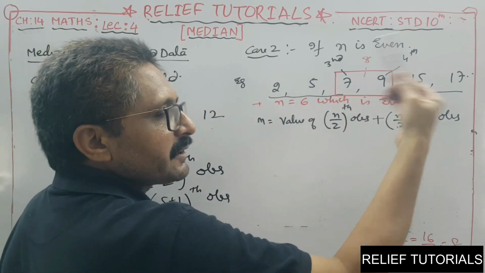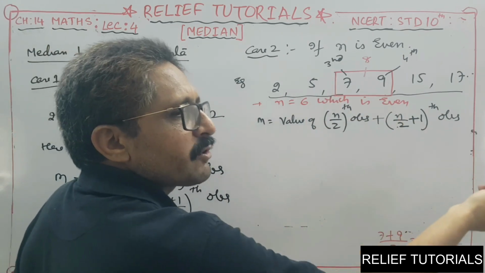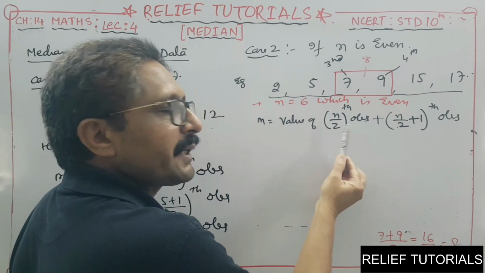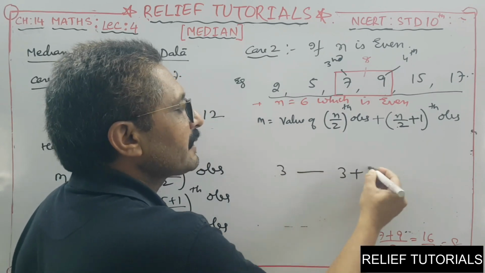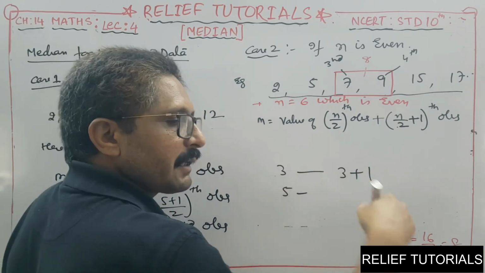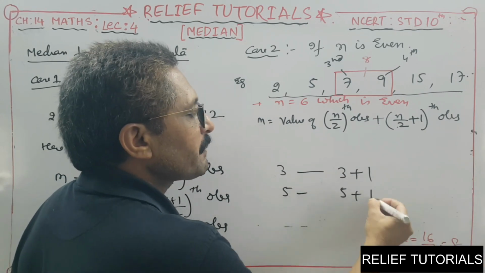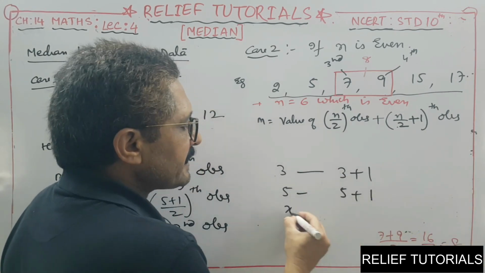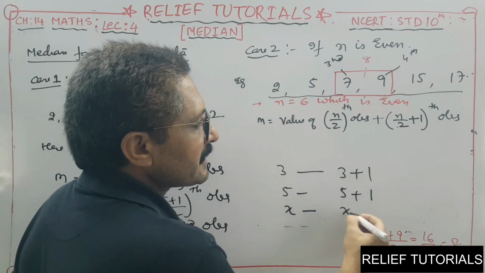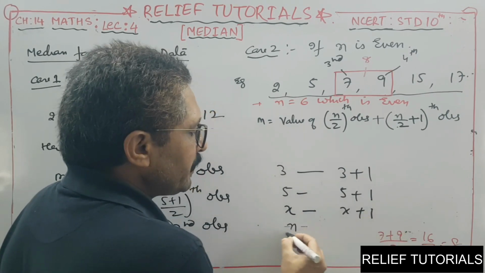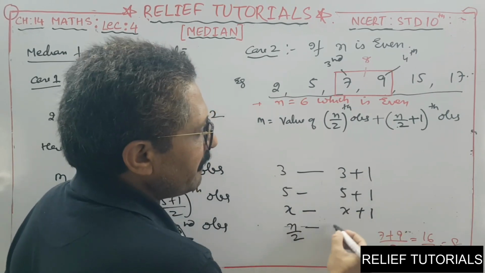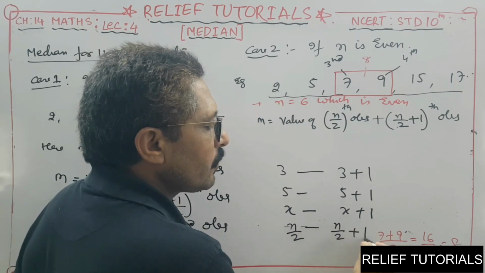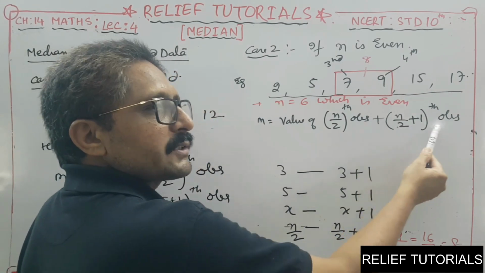Then how will we get the observation after the third? 3 plus 1. How will we get the observation after the fifth? Fifth observation plus 1, so the sixth observation. How will we get the observation after x? x plus 1. How will we get the observation after n by 2? So n by 2 plus 1.